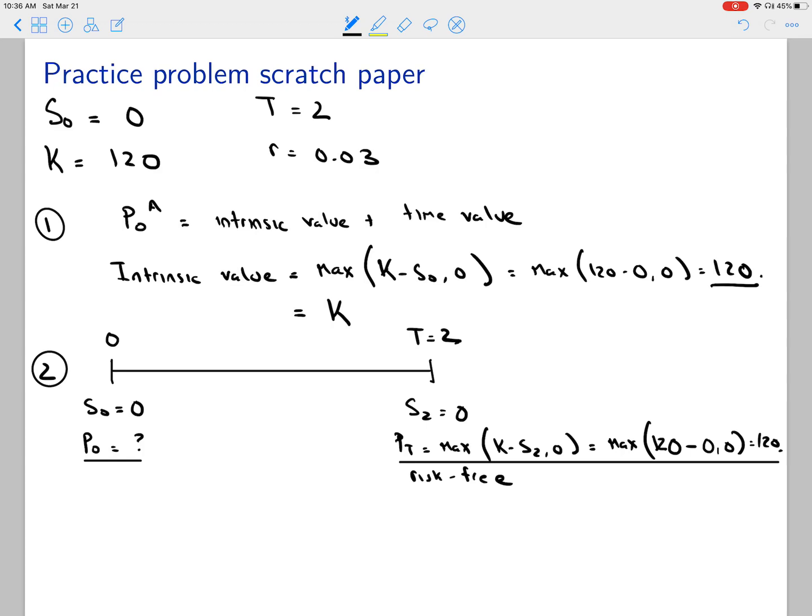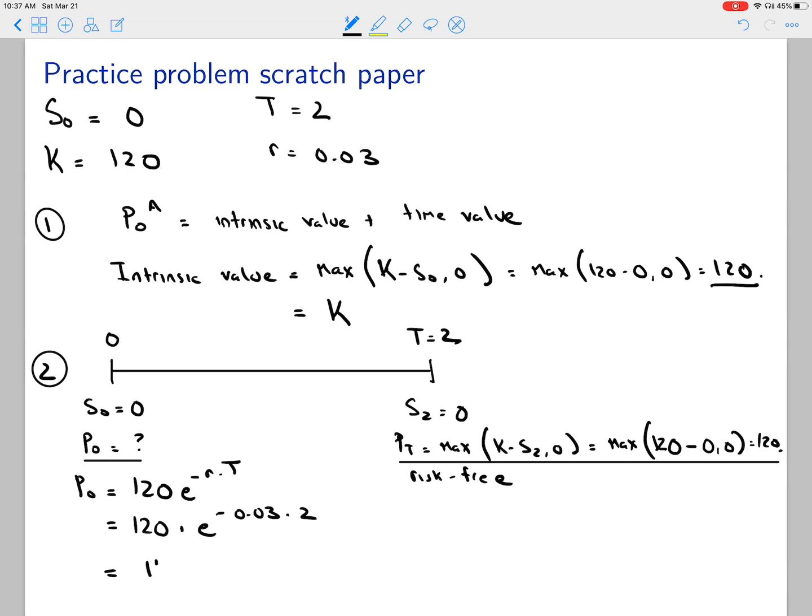And so by no arbitrage, what has to happen is that the put option price of the European put at date 0 has to just be this cash flow discounted at the risk-free rate. It's no different than owning a discount bond with T equals 2 to maturity. So we just take that cash flow 120 and we discount it by the risk-free rate in order to get the price of this European put option. This is 120 times e to the negative risk-free rate 0.03 times 2.